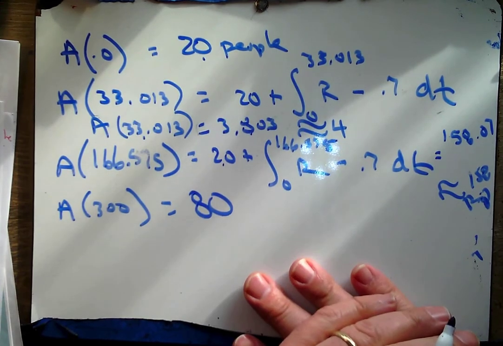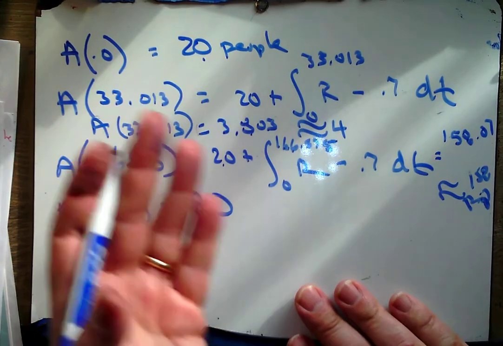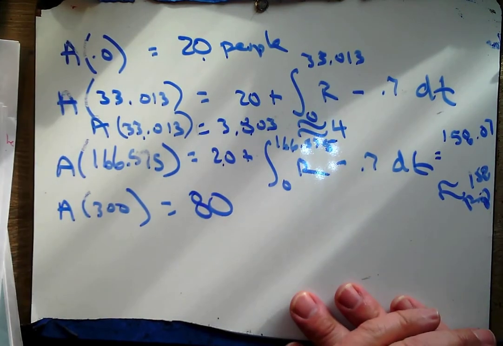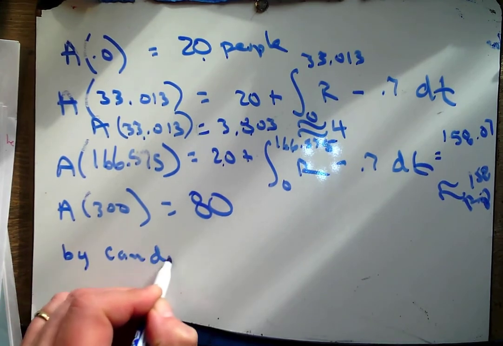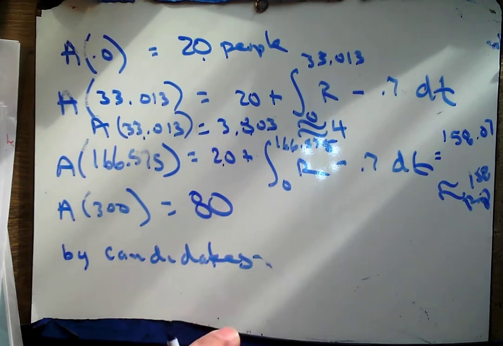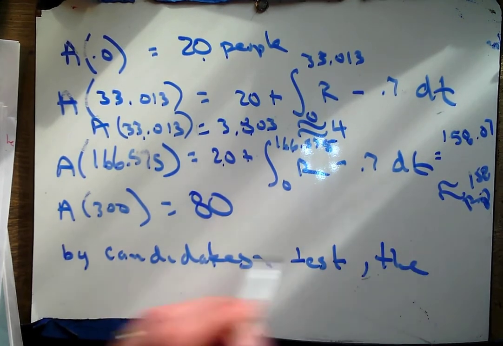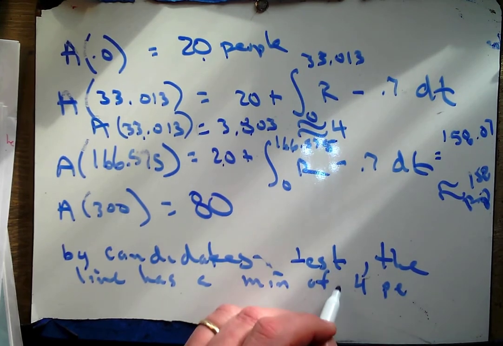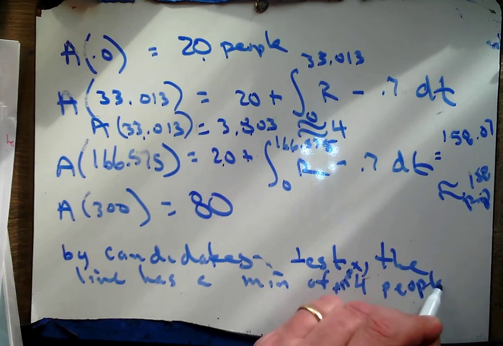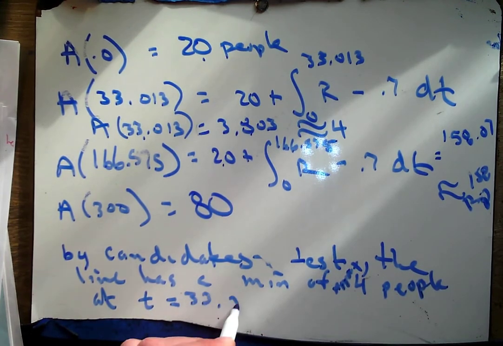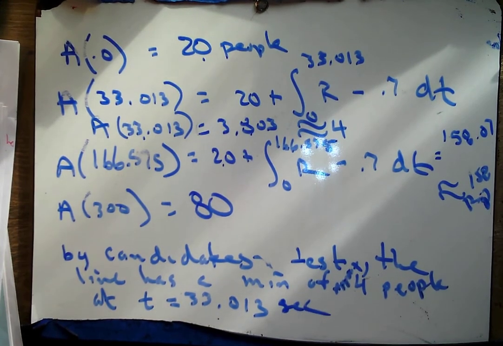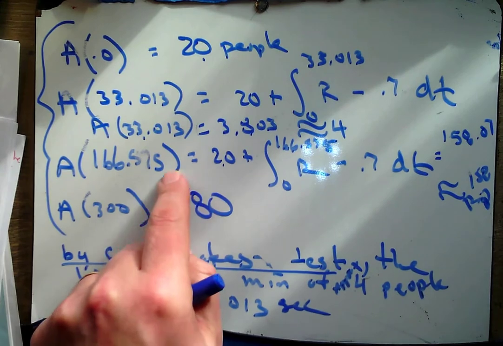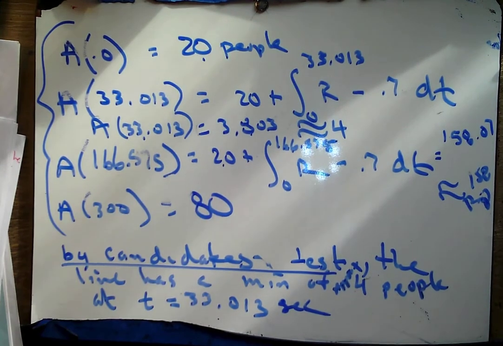And the way AP wants us to find that minimum is kind of this really sucky thing called the candidates test. We tested all the critical numbers and the endpoints so that now we can say by the candidates test, the line has a minimum of, well, approximately 4 people at t equal 33.013 seconds. Okay? By the candidates test. Remember when I said explain? The candidates test is the explanation. We're testing all the critical values.